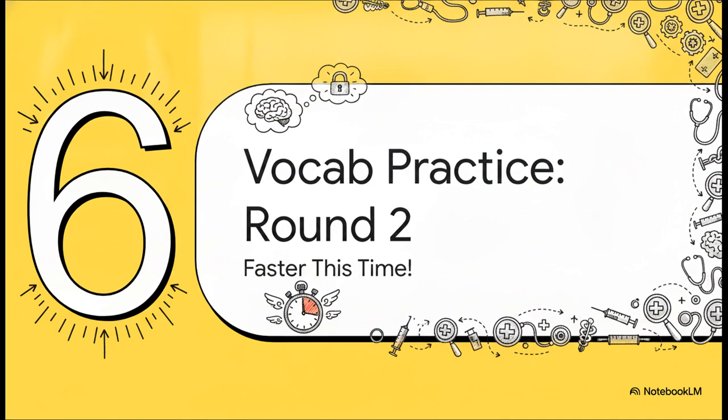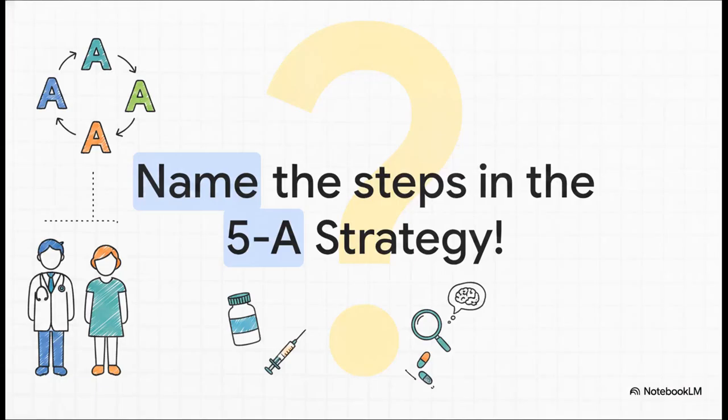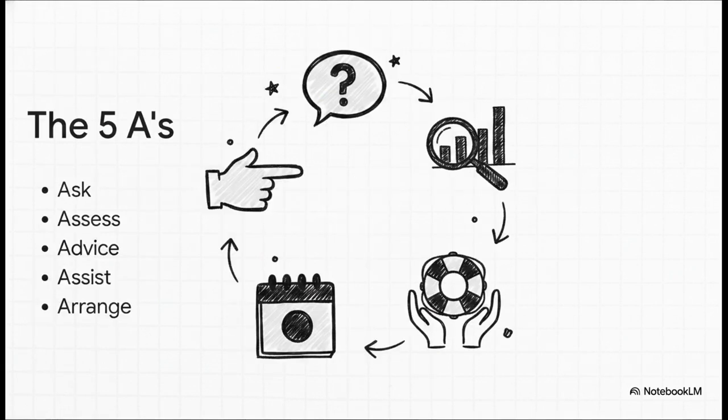Let's jump into Section 6, Vocab Practice, Round 2. Faster this time. Okay, you did absolutely great in Round 1. You're really getting the hang of this medical vocabulary. So, let's dial up the speed. We want to really lock this vocabulary into your brain so it stays there for good. Ready? First up, can you name the steps in the 5 A's strategy? Just shout out as many of those 5 A words as you can remember. Remember, they describe the timeline of a doctor's conversation. Go. Let's see how many you got.